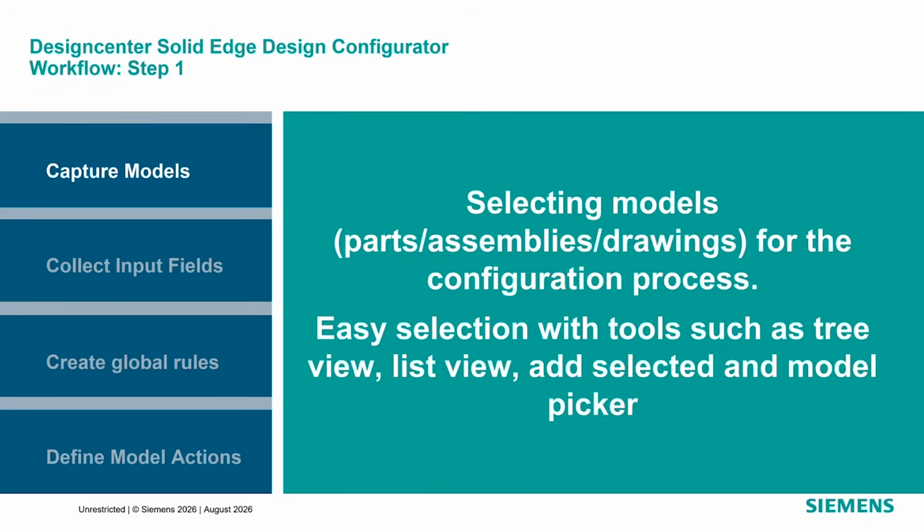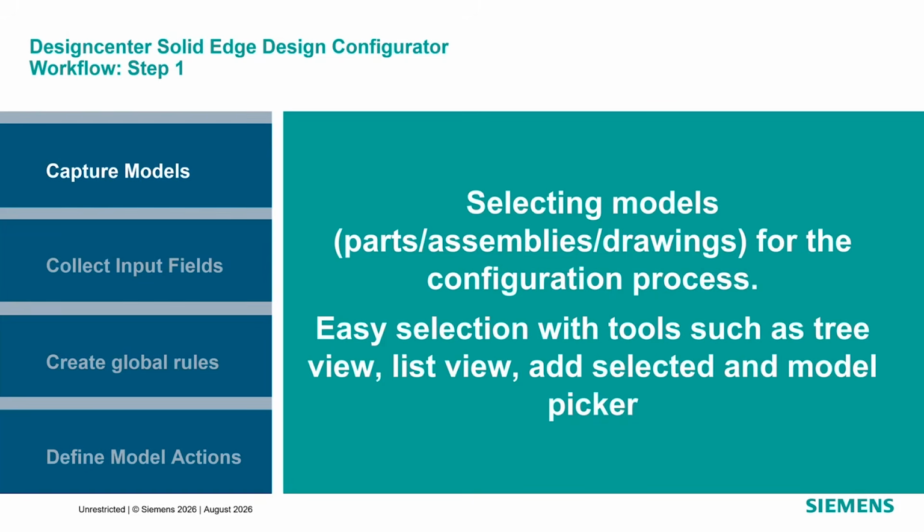And just to jump into the different workflow steps, the first step, of course, is selecting what models to use for the configuration process. In this step, users select the parts, assemblies, and drawings that need to participate in the process. And again, these are if the drawings already exist for us to update.